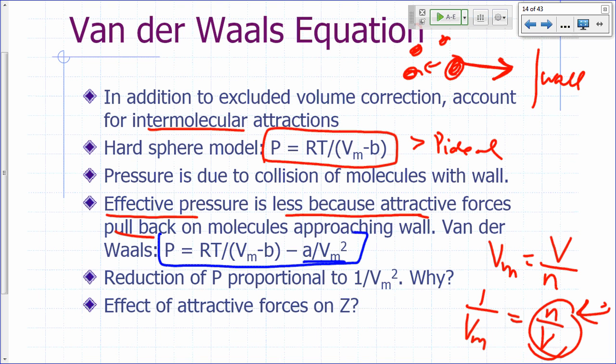So this equation is called your van der Waals equation. What's the effect of attractive forces on Z? It tends to make your Z less than 1. So you have a battle here between repulsive forces and attractive forces. Whether Z ends up greater than 1 or less than 1 depends on which type of force predominates, attractive or repulsive.